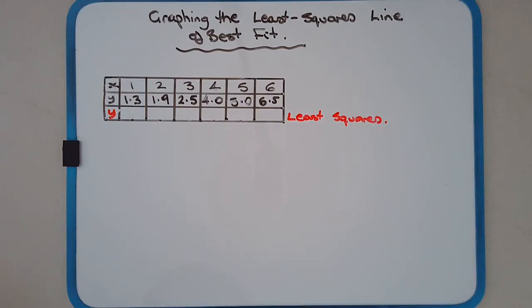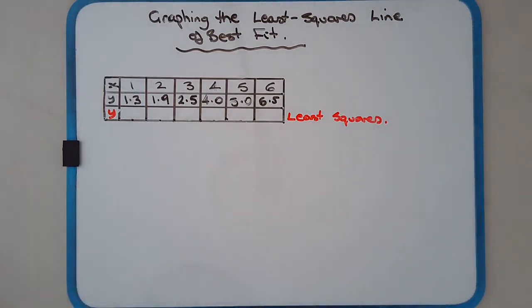Here is another example involving the graphing of the least squares line of best fit. So what we're going to do first of all is calculate the correlation coefficient R. We're also going to calculate the equation of the least squares regression line too. I was just going to use the calculator to do that.